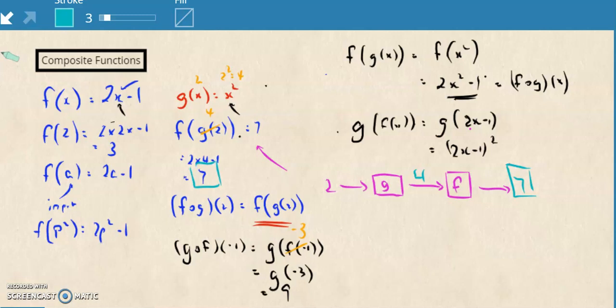So that's pretty much how composite functions work. I'll let you do some examples and we'll talk again soon.